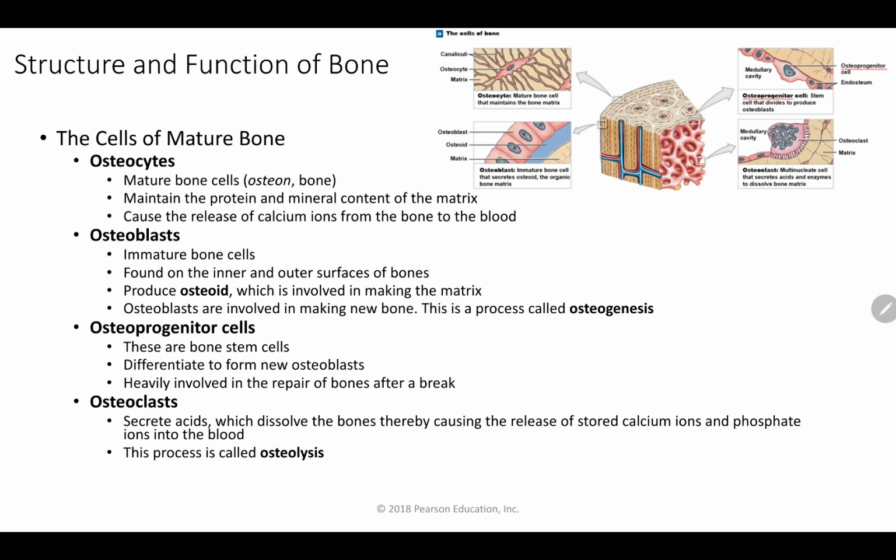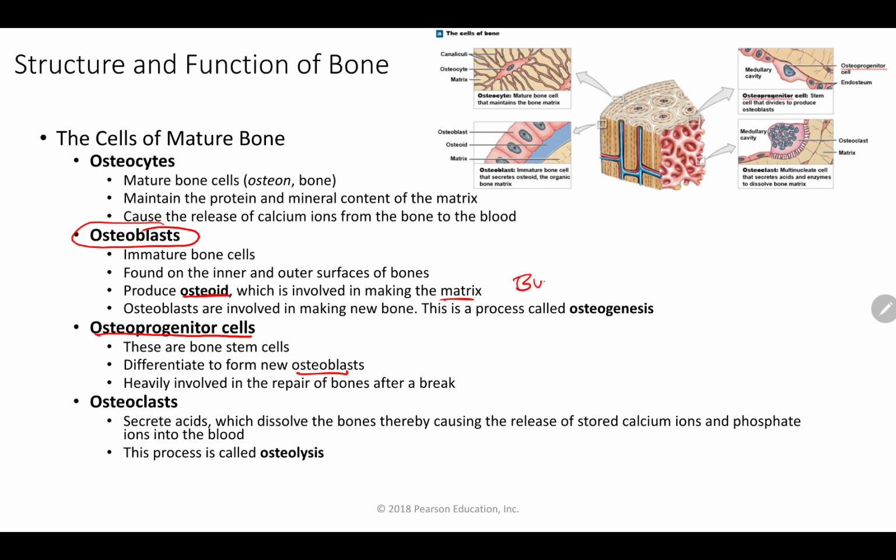Here are the cells of bones. Remember, follow along with me. We have these osteoprogenitor cells, or osteogenic cells. These are those stem cells. And basically they will differentiate to form osteoblasts. Osteoblasts are these immature bone cells. They're going to be found on the inner and outer surfaces of bones, but they produce osteoid, and this is involved in making that bone matrix. So they make the bone matrix, so they build bone.